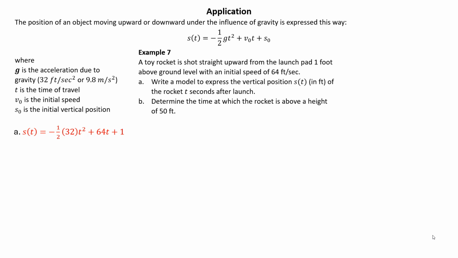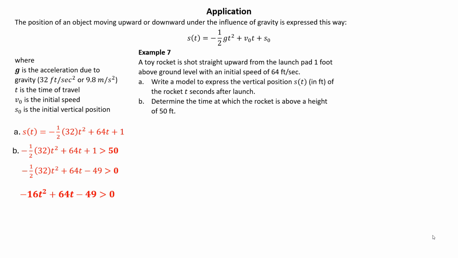S of t equals -1/2 times 32t squared plus 64t plus 1, because 1 is the distance above the ground that we start at, and 64 is our initial velocity. So in part B, we want to find out when the rocket has a height above 50 feet. We will set this formula so that it is greater than 50. So that gives us this inequality, -16t squared plus 64t minus 49 is greater than 0, because we want to get everything on one side and have 0 on the other side.